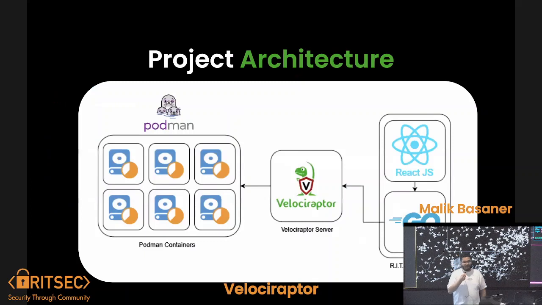So let's have an overlook of the architecture. We have Velociraptor 7 in the middle. We have a React JS server. We have a Go API to template all of those queries. And then we have Podman containers, which are running some stuff, which we'll discuss in a minute. And we just have communication between them. This is the overall project structure.